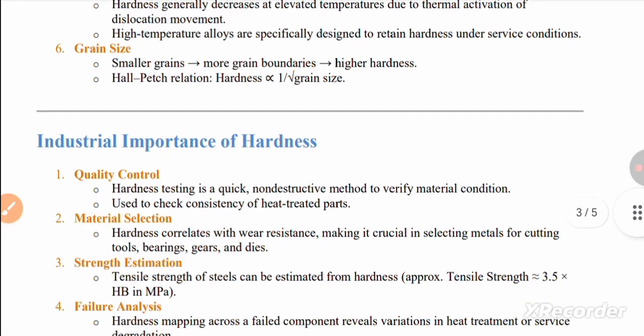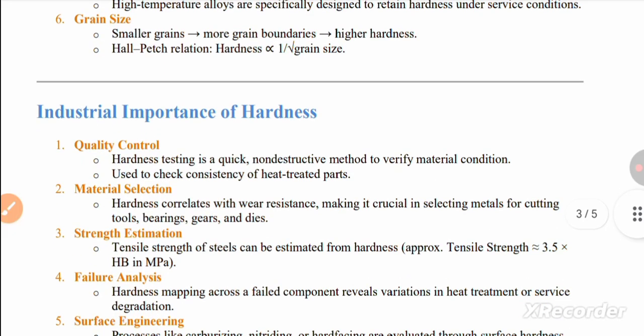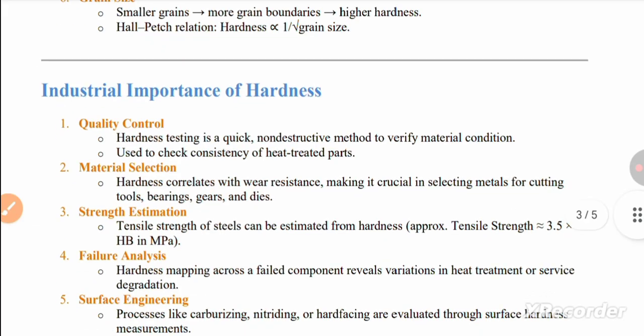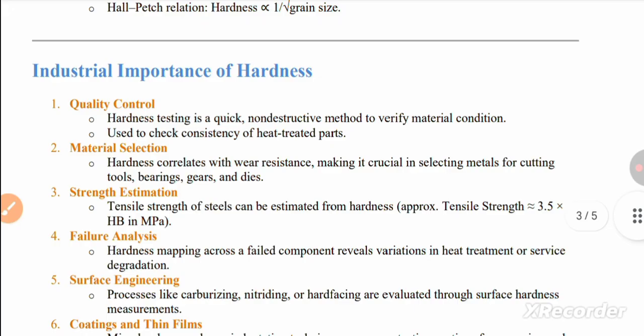Industrial importance of hardness. Quality control. Hardness testing is a quick, non-destructive method to verify metal conditions, used to check consistency of heat-treated parts. Material selection. Hardness correlates with wear resistance, making it crucial in selecting metals for cutting tools, bearings, gears, and dies. Strength estimation. Tensile strength of steel can be estimated from hardness.